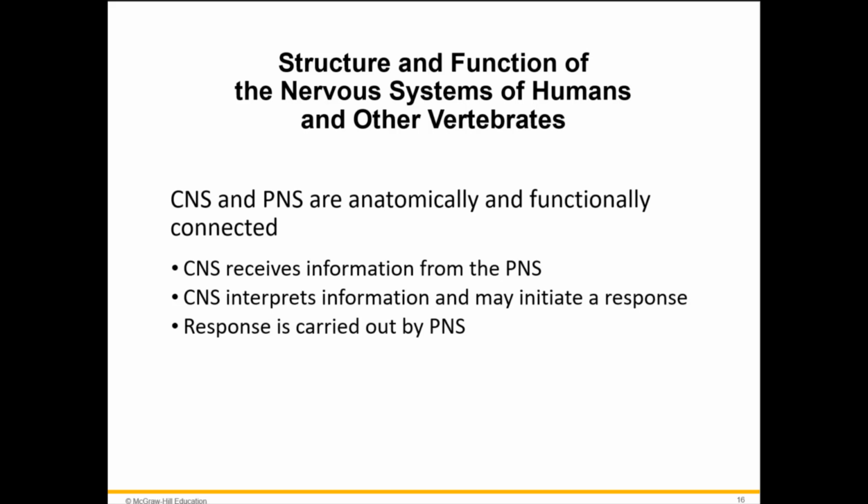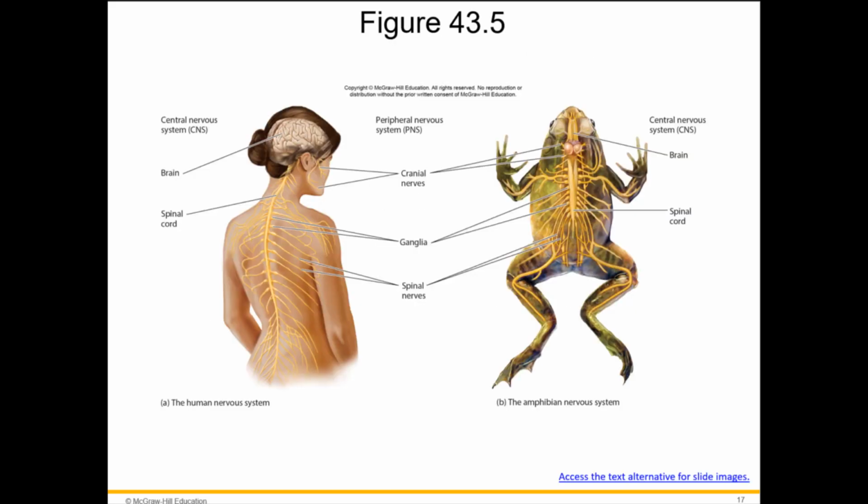So, structure and function of nervous systems in humans and other vertebrates. The central nervous system and the peripheral nervous system are anatomically and functionally connected. The central nervous system receives information from the peripheral nervous system, and the central nervous system interprets that information and may initiate a response. And then the response is carried out by the signal that's sent out to the peripheral nervous system.